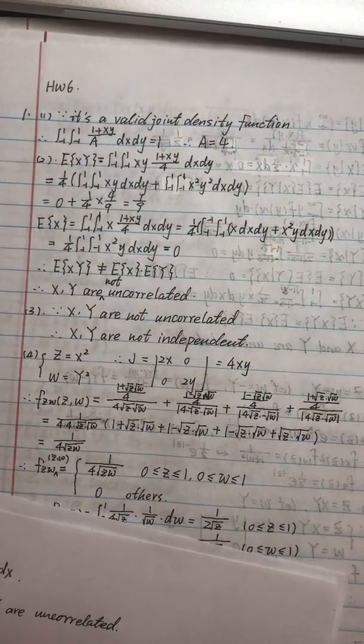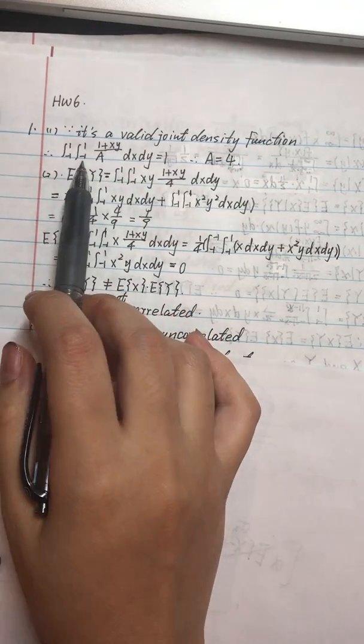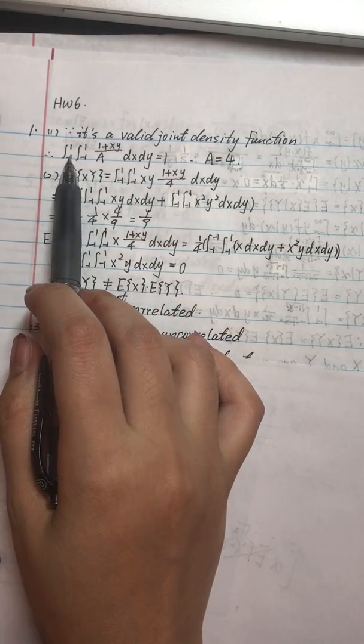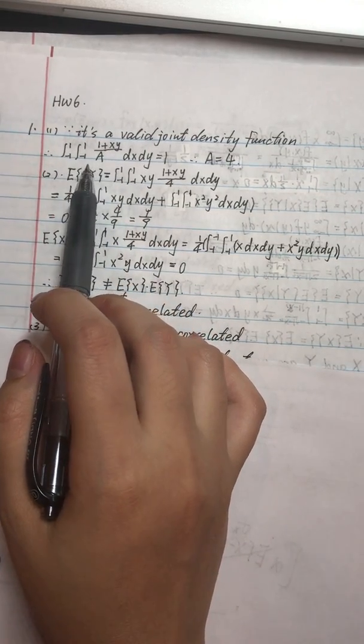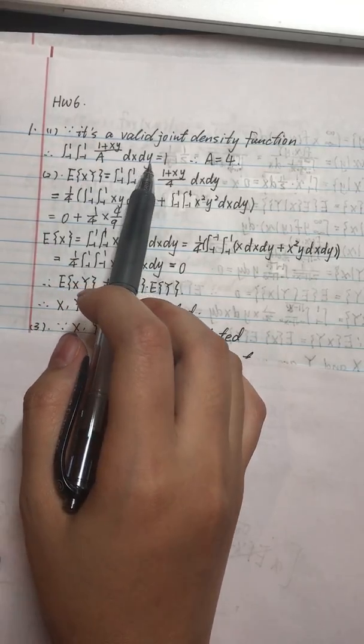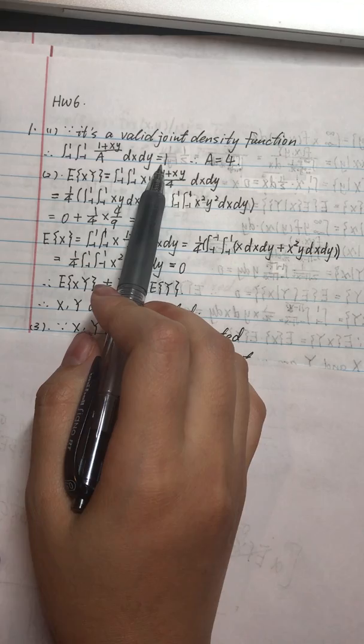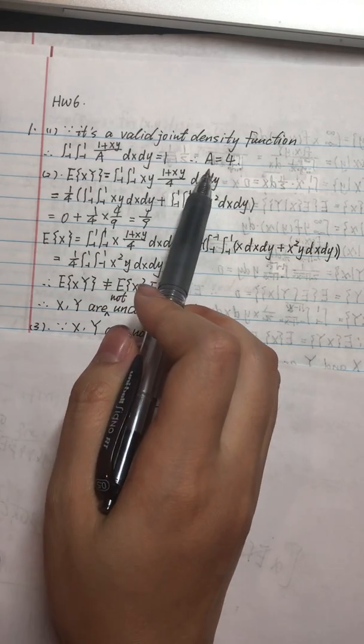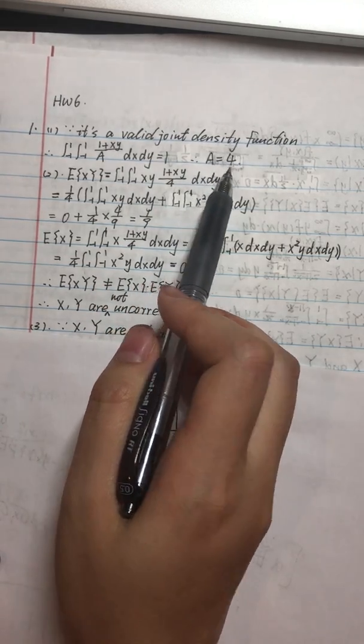In this problem, first it requires us to find A so that f(x,y) is a valid joint density function. So we should integrate from -1 to 1 and from -1 to 1, dx dy equals 1, so we can easily get that A equals 4.